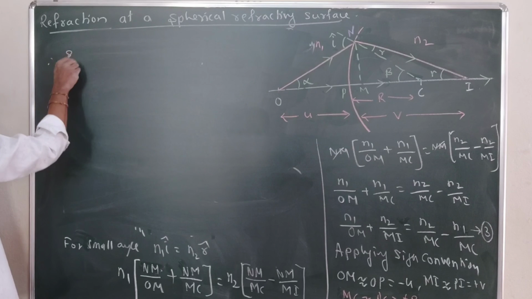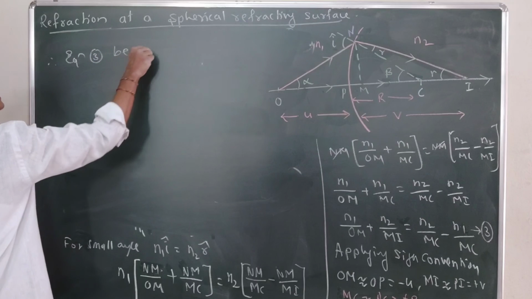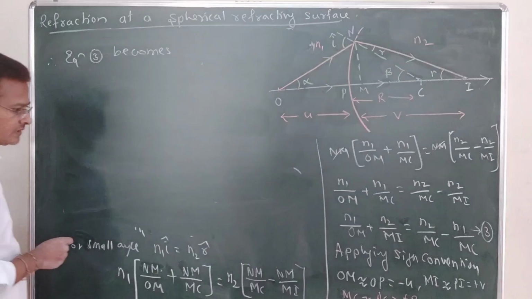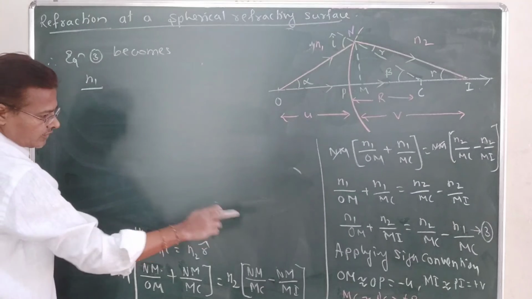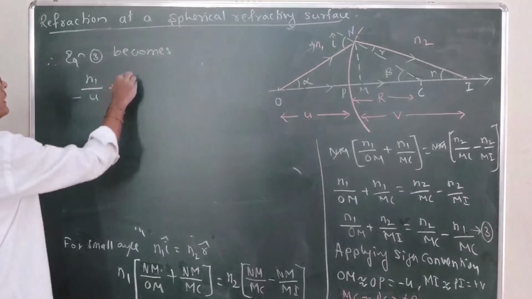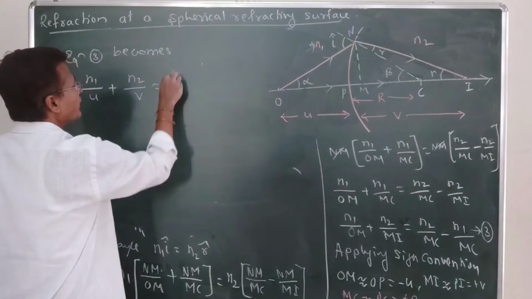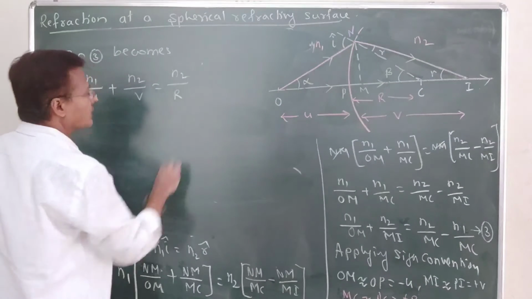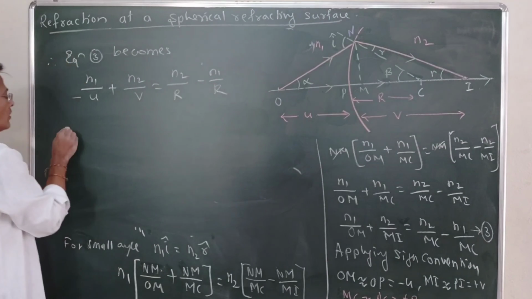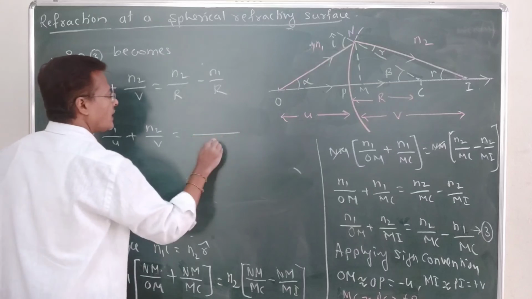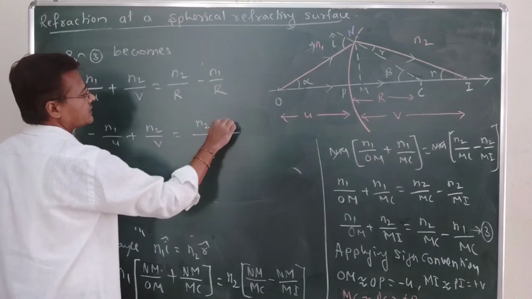Therefore equation 3 becomes N1 by OM, which is minus u, plus N2 by MI, which is plus v, equal to N2 minus N1 by MC, which is PC only, that is R. So we can write minus N1 by u plus N2 by v equals N2 minus N1 by R.